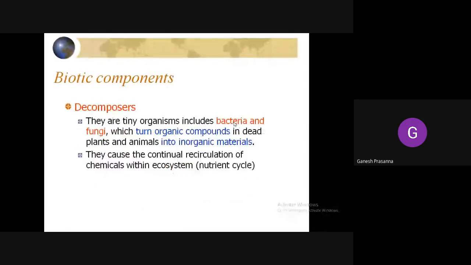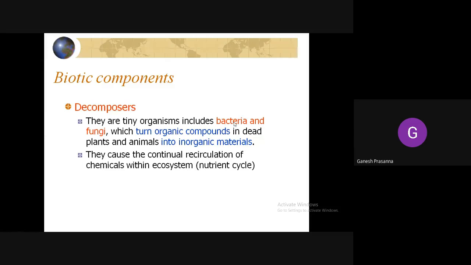Decomposers are a very important part of the biotic components, because they are tiny organisms, which include bacteria and fungi, which turn the organic compounds in dead plants and animals into inorganic materials. What happens is, when plants and animals are living, they convert the inorganic mineral nutrients into organic matter. But similarly, when plants and animals die, the organic matter present in them is converted into inorganic compounds. That is the beauty of the environment. Clear? So that is very important.